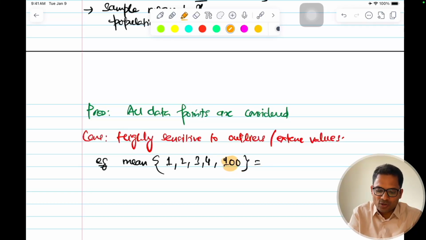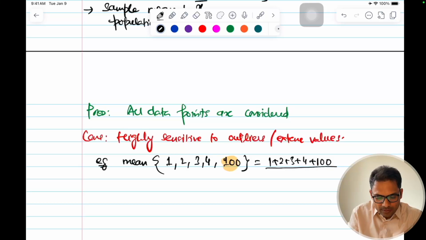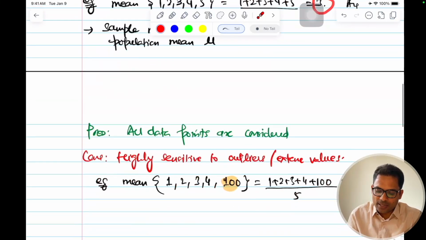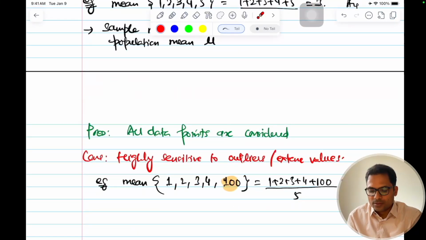But what will be my mean now? This will be 1 plus 2 plus 3 plus 4 plus 100 by 5. This will become 22. So see, my earlier mean was 3 and just one outlier brought it to 22. So my mean is very sensitive to outliers.